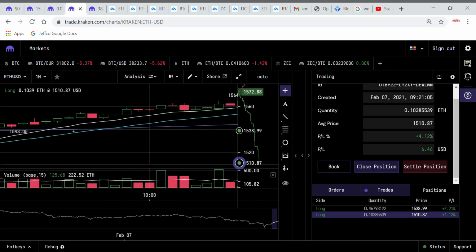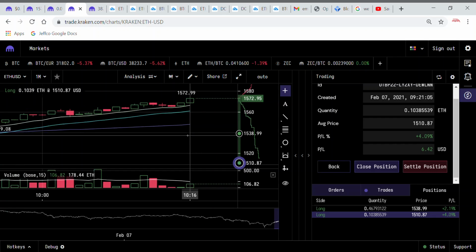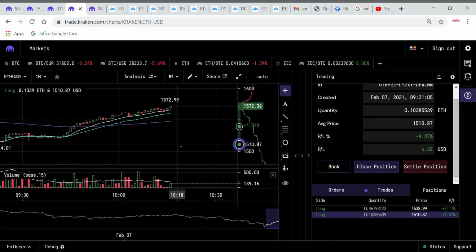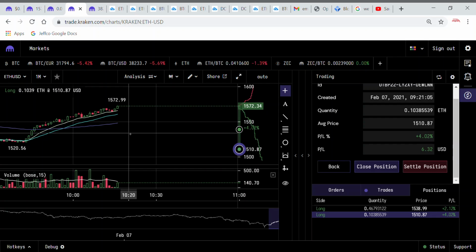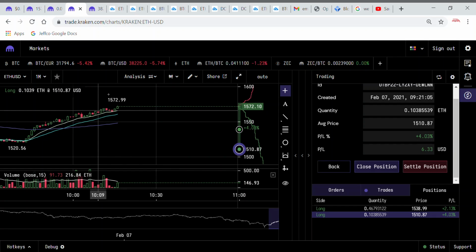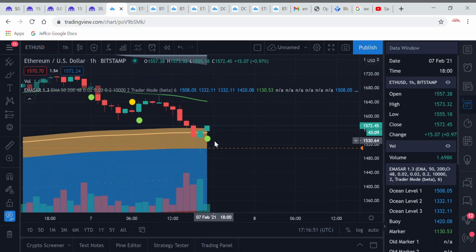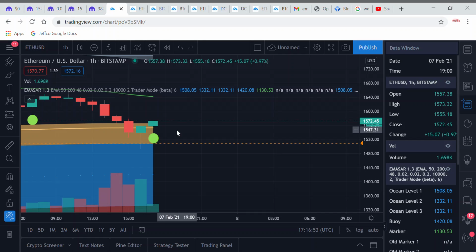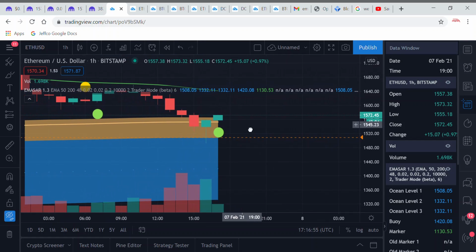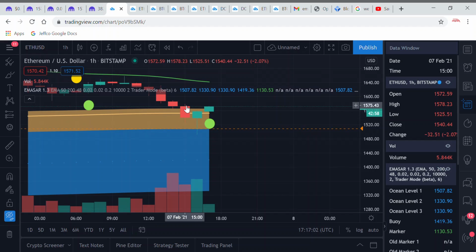Now I am actually very active right now, so I great candle for me on the 1 hour Ethereum chart. That is a great sign. I started buying over here, I believe.